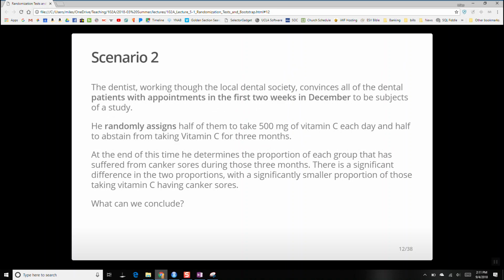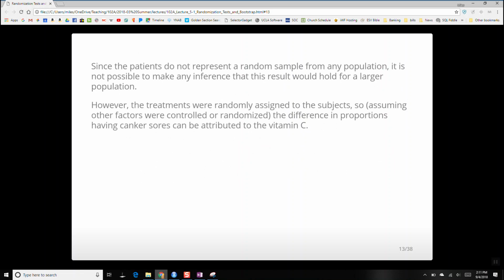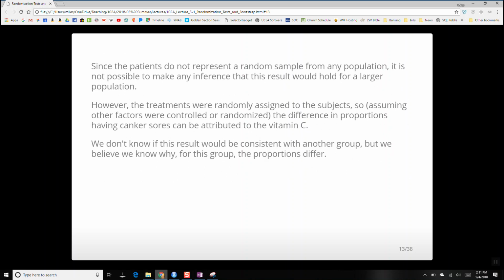Okay, thank you for your response. So again, we have not a representative sample, so we cannot generalize to a larger group, okay? But what we do have this time was that treatments were randomly assigned, okay? Therefore, we can attribute the difference in canker sore outcome to the difference in the treatments that were assigned. Okay, because we do have random assignment, we can say there is a cause and effect relationship.